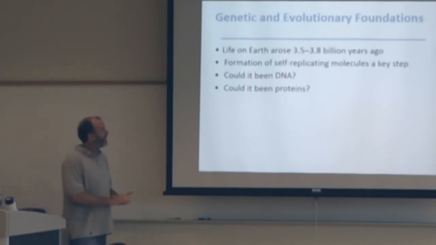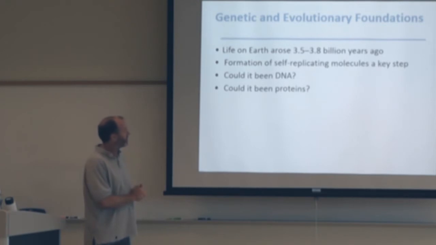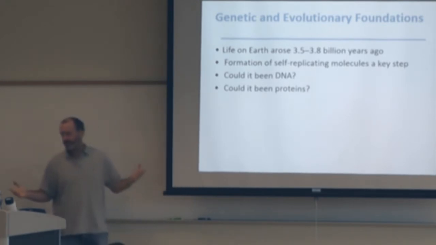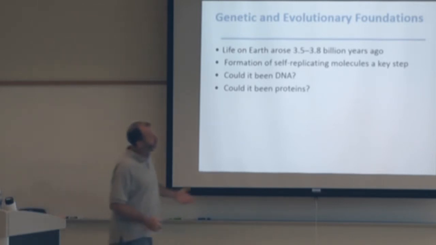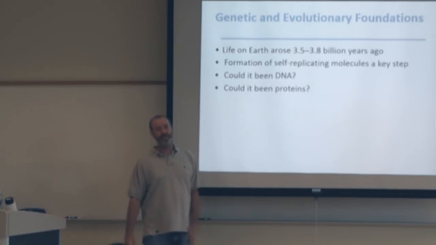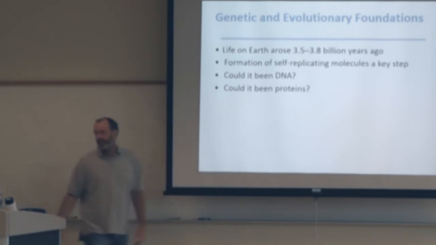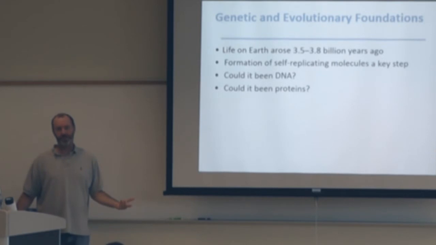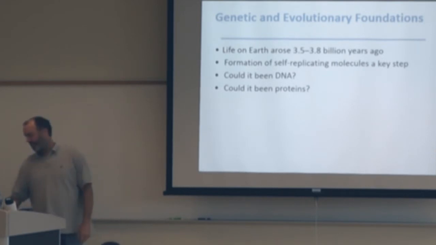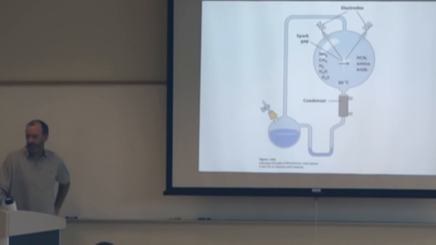So genetic and evolutionary foundations: life on Earth, we think, arose about 3.5 to 3.8 billion years ago. And the formation of self-replicating molecules is a key step. Self-replicating molecules. Could it have been DNA or proteins? You guys know? They tend to think it was RNA was the self-replicating molecule.